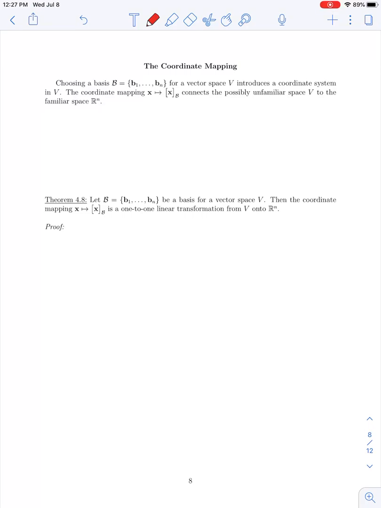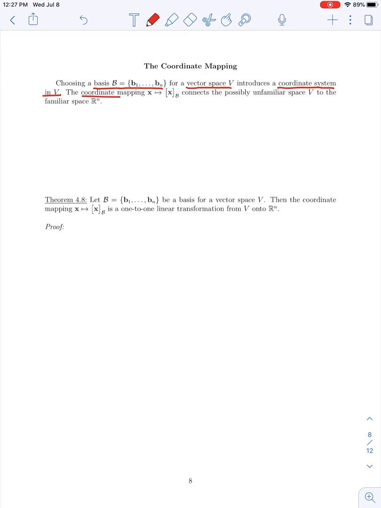Okay, in this section, we're going to finish the second part of our section 4.4 material on coordinate systems. In the first part of this section, we defined a coordinate mapping from a vector space into Rn by identifying a vector x with its coordinate vector relative to a basis for our vector space. Choosing a basis B consisting of vectors b1 through bn for a vector space introduces a coordinate system for that vector space, as we saw in the first part of this section.